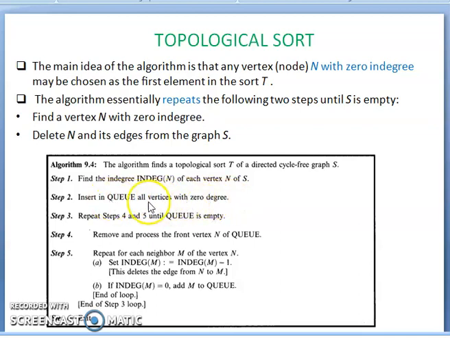First you take the data structure Q. Insert all vertices with in-degree 0. Repeat steps 4 and 5 until the Q is empty.